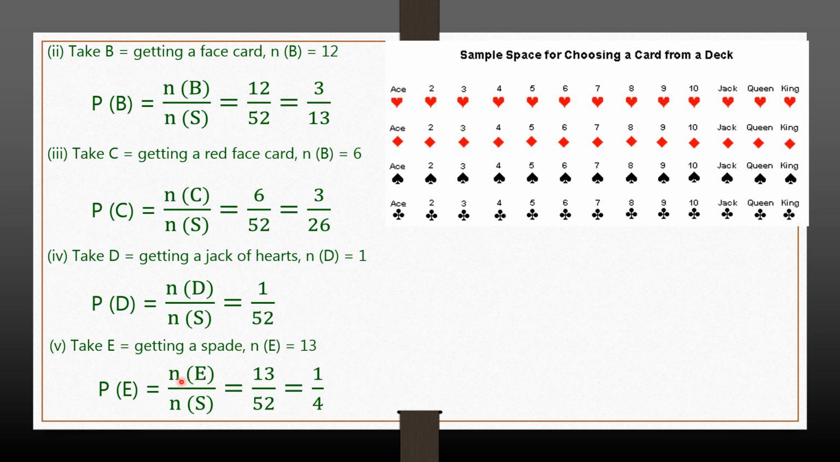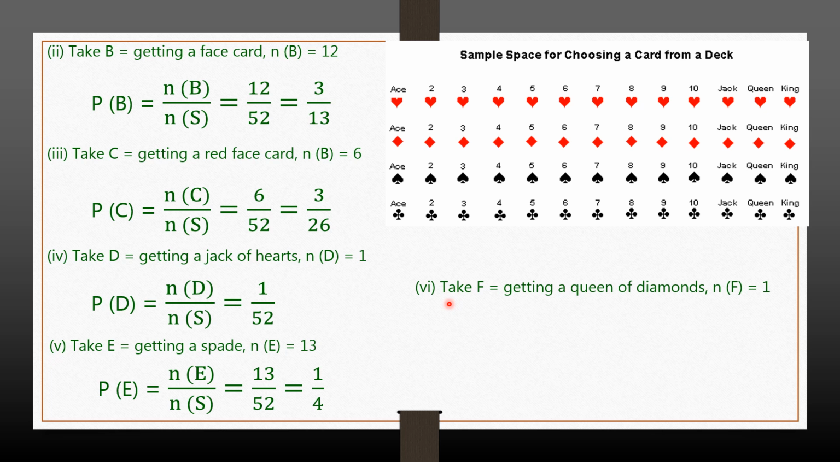Now take E is equal to getting a spade. Among all the 52 cards, 13 cards are spades. Number of spade cards are 13. That's why n of E is equal to 13. Now applying the formula of probability, P of E is n of E by n of S, that is 13 by 52. Go for cancellation with the 13 table, you will get 1 by 4.